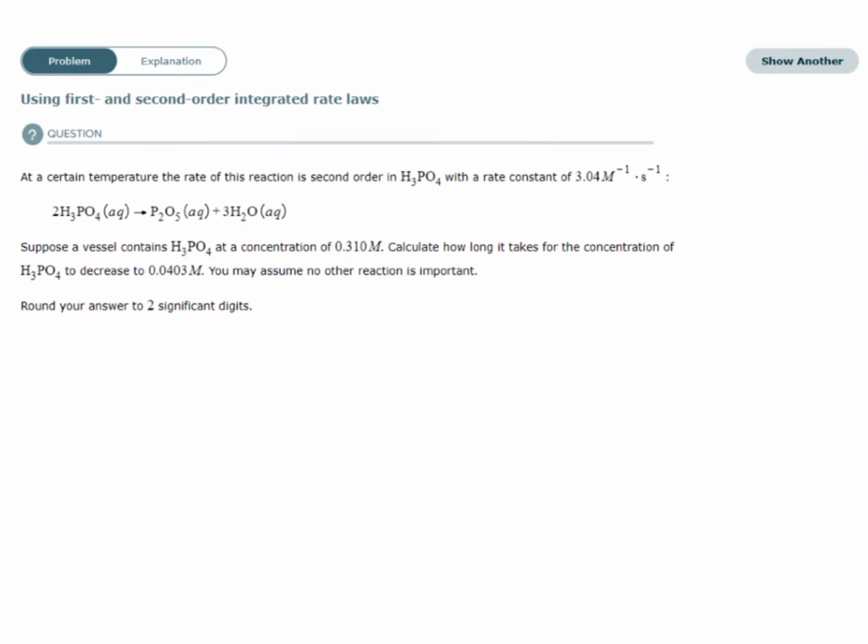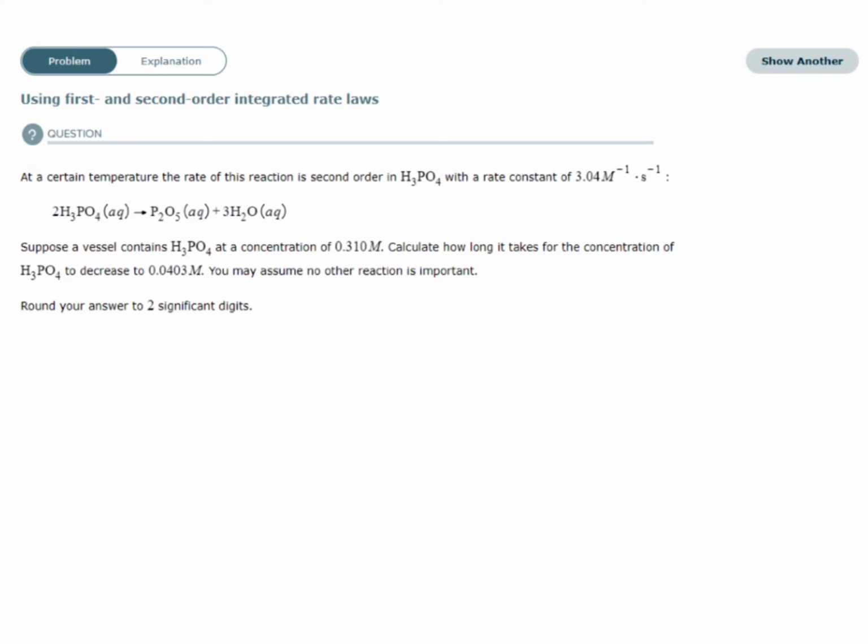In this example, at a certain temperature, the rate of this reaction is second order in H3PO4 with a rate constant of 3.04, 1 over molar times second. Suppose a vessel contains H3PO4 at a concentration of 0.310 molar. Calculate how long it takes for the concentration of H3PO4 to decrease to 0.0403 molar. And they want us to make sure our final answer is in 2 sig figs.